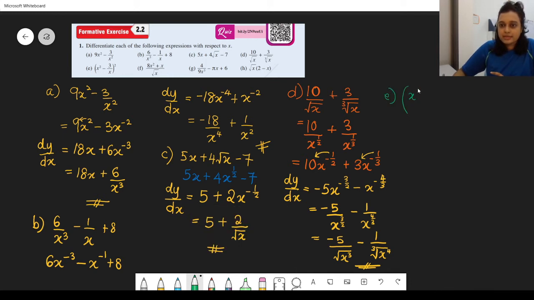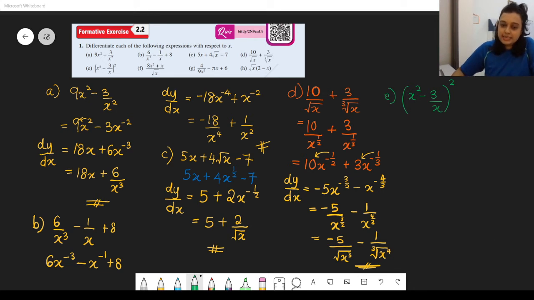This one has power outside. Outside where? Outside the entire equation. Okay, it has power outside the entire equation. Now what you need to do when you have power outside the equation? Number one, you can square the entire equation. You can square it.